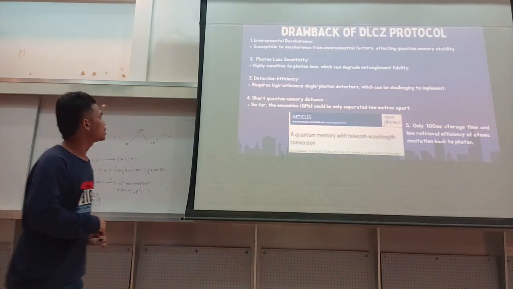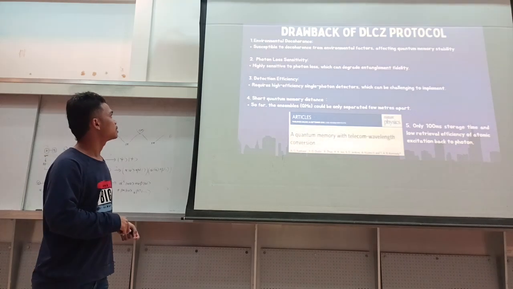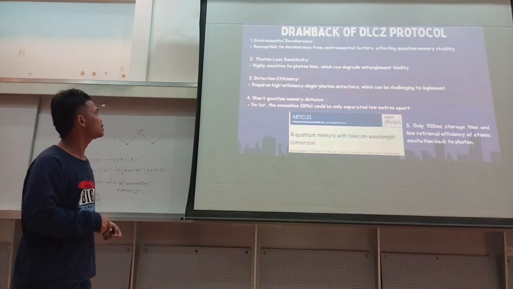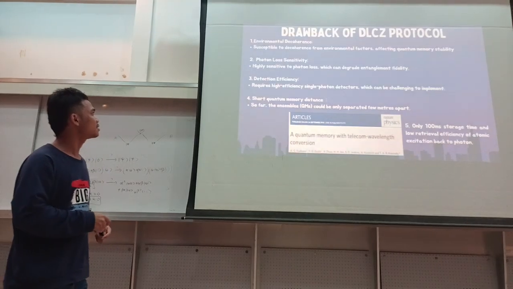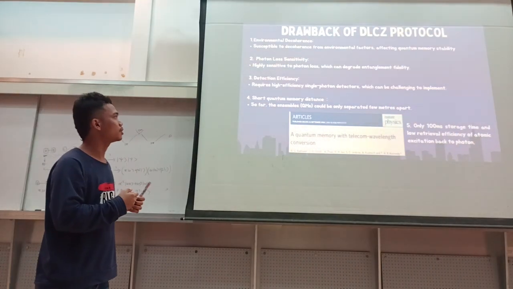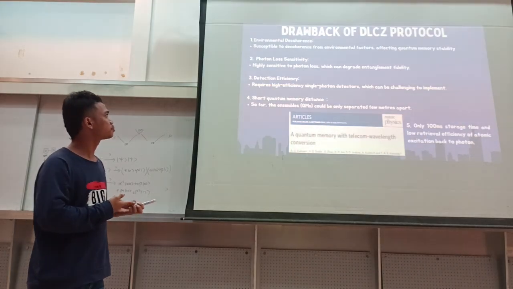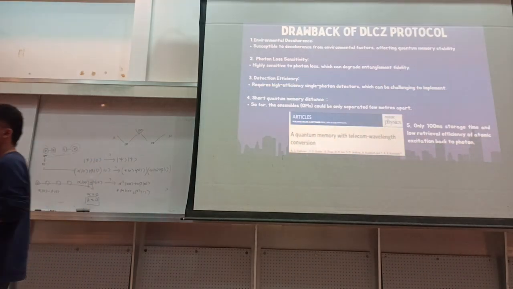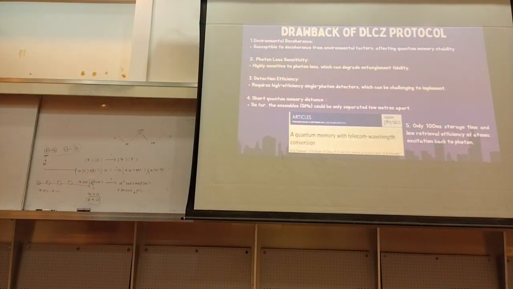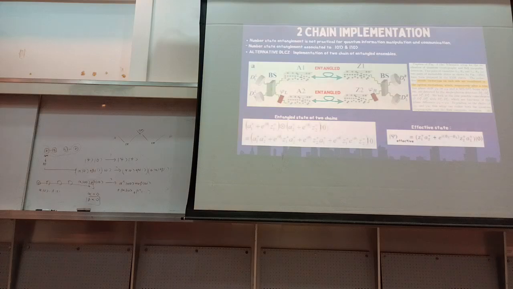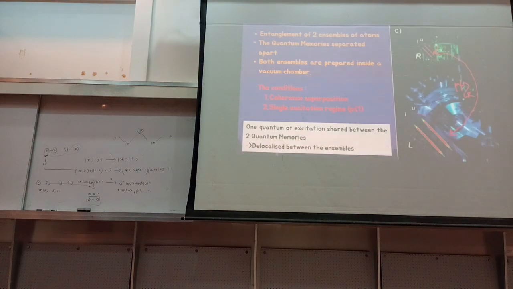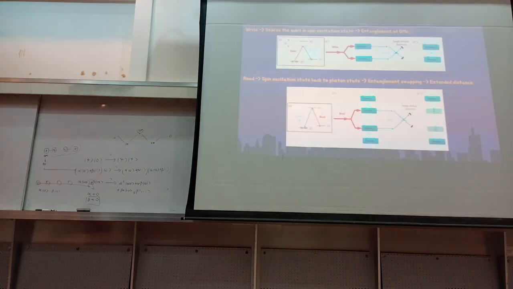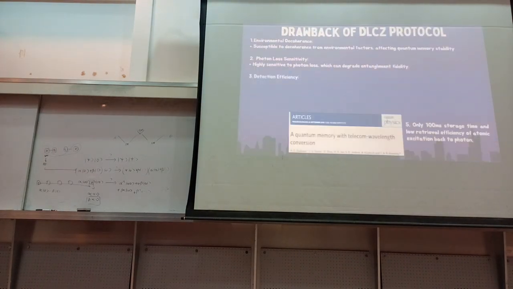Okay. Second point is photon loss sensitivity. So this is basically detection efficiency. We need a good, high efficiency detector, which is, I think, one of the drawbacks too for this. And then, oh yeah, you have seen that the entanglement can be created only at a shorter distance apart over here. So this is one of the drawbacks. Why can we not extend this entanglement distance, right? Maybe in future. Okay, so yeah.